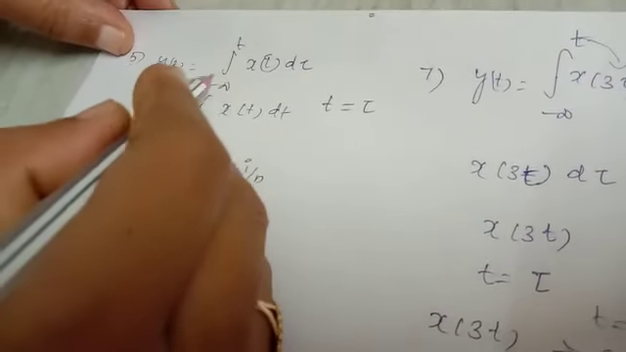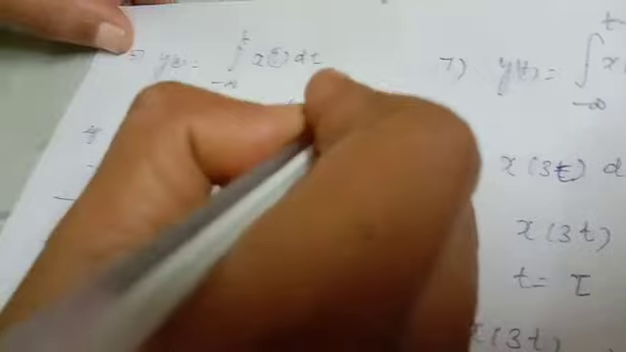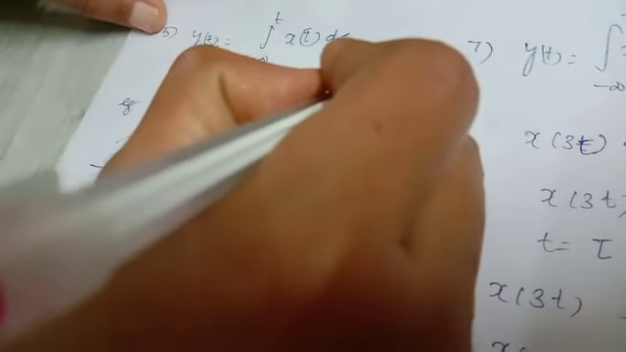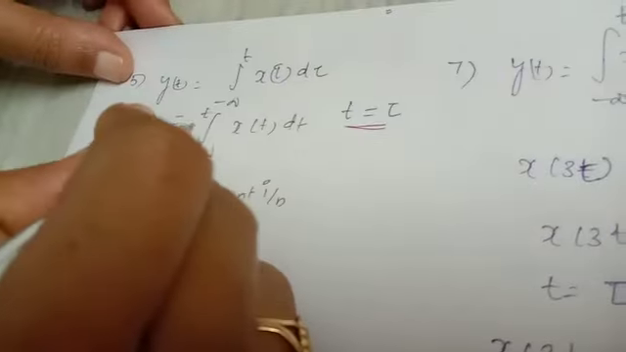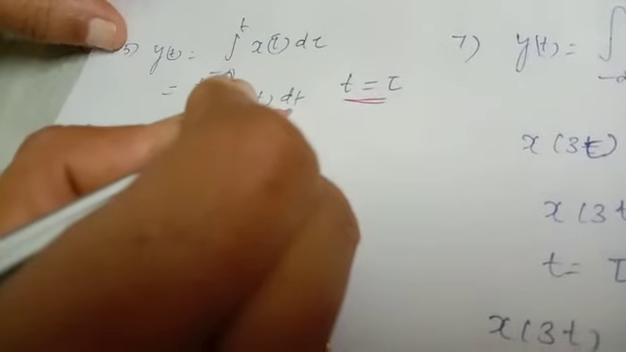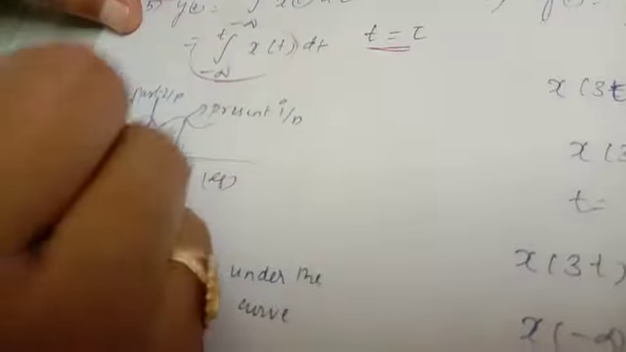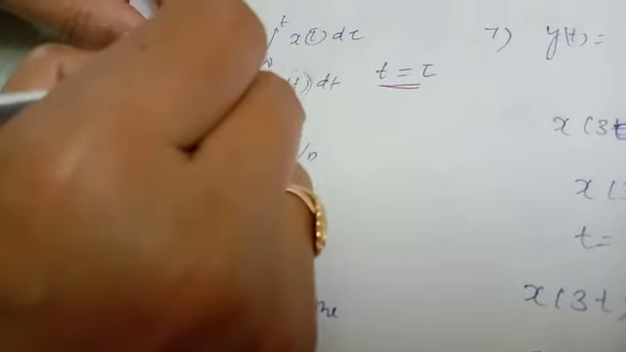If the sum is like this, then what you need to do is change the parameter tau to the variable we know, t. If you are changing that to the value of t, then what happens? It is already minus infinity to t, x of t into dt. So what do we know about integration? Integration is nothing but the area under the curve of x of t for the values of minus infinity to t.